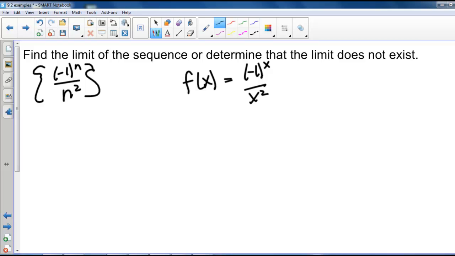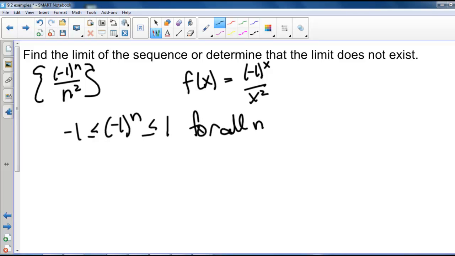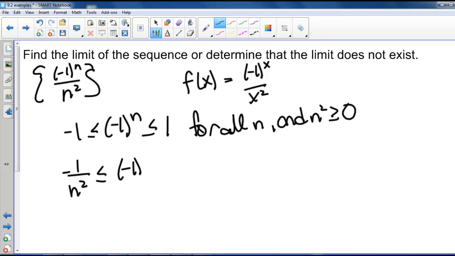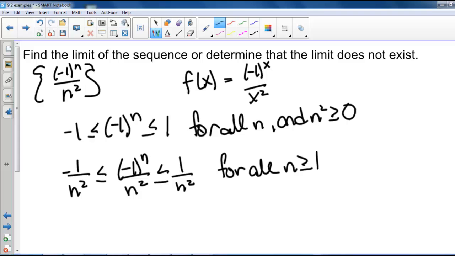So we know that negative 1 to the n is between negative 1 and 1 for all n. And n squared is always greater than or equal to 0. So we can divide each part by n squared. So negative 1 over n squared is less than or equal to negative 1 to the n over n squared is less than or equal to 1 over n squared. And this is for all n greater than or equal to 1.